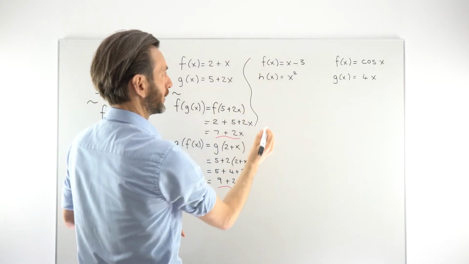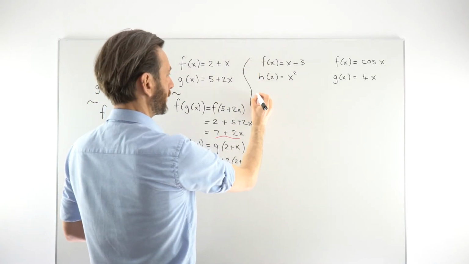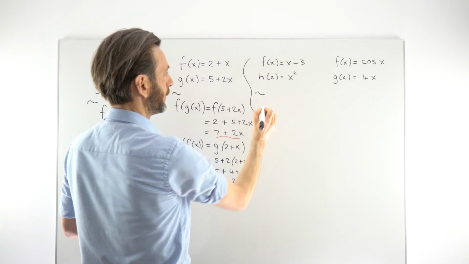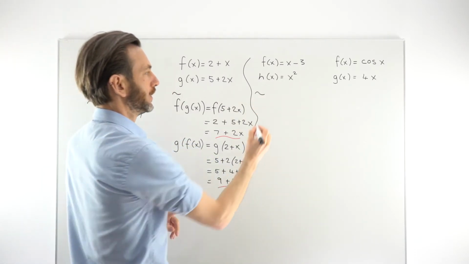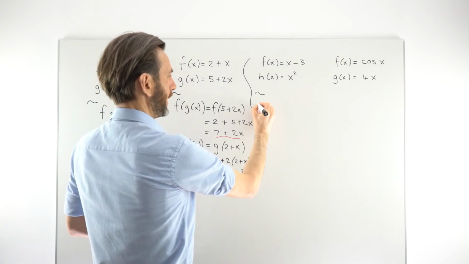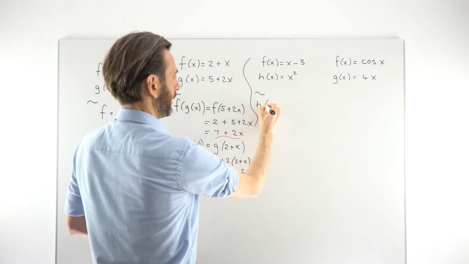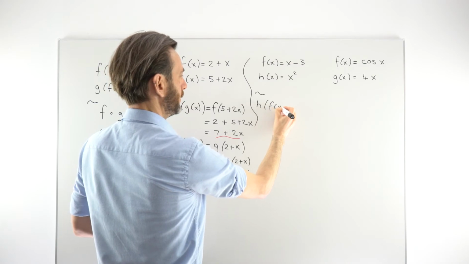Okay, so let's have a look at this one here. So we'll just do it one way this time. Let's maybe do f of h of x. No, let's do h of f of x. H of f of x, I think that will be more interesting.